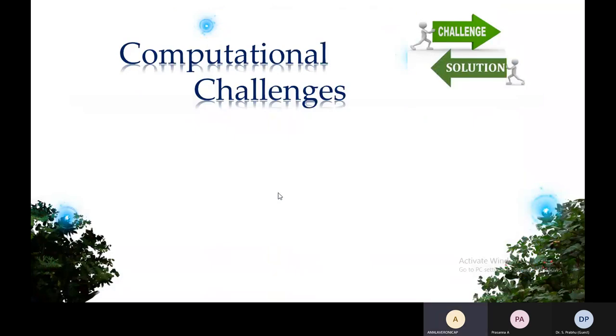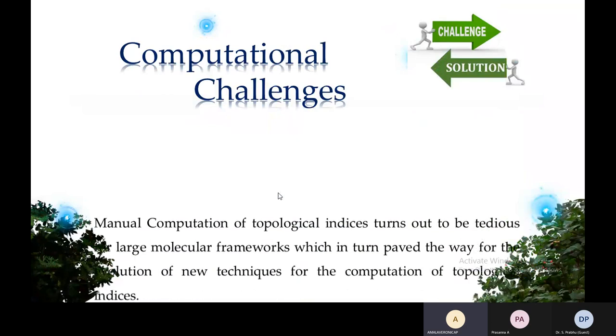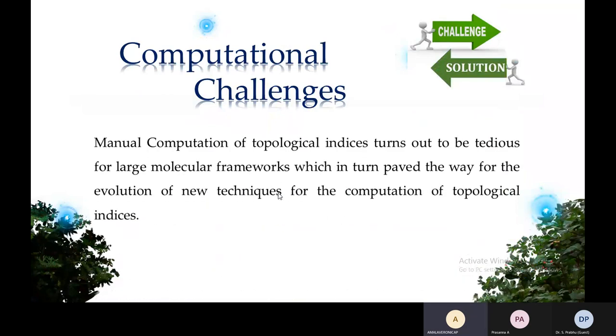Now the computational challenges. Before getting into the computational challenges, we just look into the computational techniques available in the literature. Manual computation of topological indices turns out to be tedious for large molecular frameworks, which in turn paved the way for the evaluation of new techniques for the computation of topological indices. Sister gave some examples with very few vertices and edges, and I am going to deal with a large number of vertices and edges.